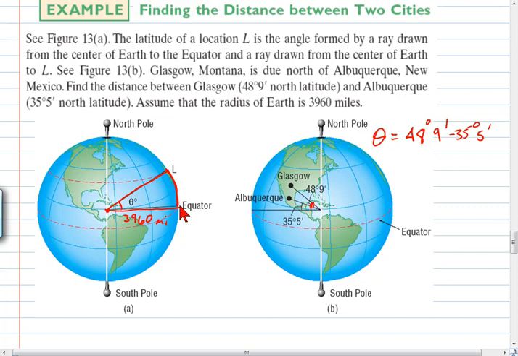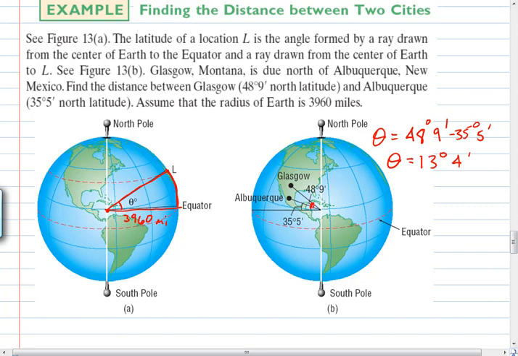This measure right here on this line of latitude is the measure north of the equator. So right here would be 0 degrees. And then as we move north, we get our angle right here, this angle theta. So Glasgow measures 48 degrees 9 minutes north of the equator. Albuquerque is 35 degrees 5 minutes north. The angle between those two cities would be the difference between these two angles. And what do we get for theta then? This is why God gave us calculators.